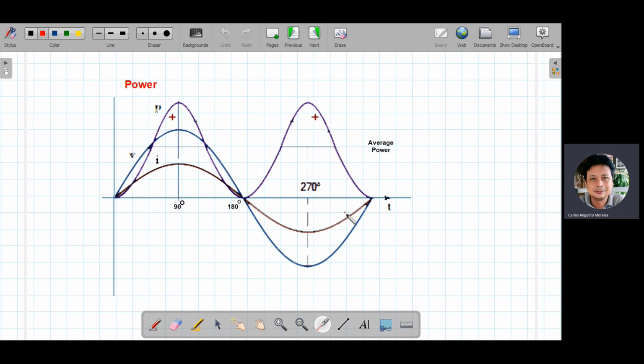So, pag kinuha mo ang sine wave ng power, halimbawa, ito yung para sa current. Ito yung para sa voltage. Pag kinuha mo yung power, voltage times current is equal to power. Pag minultiply mo yung dalawang yan, ito ang mapoproduce. Puro positive lang, no? Yan yung power.